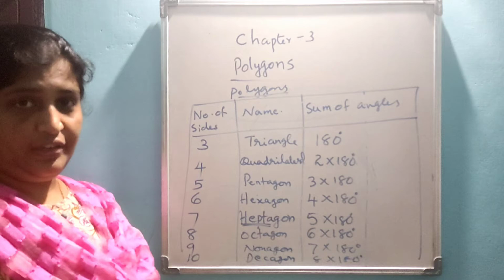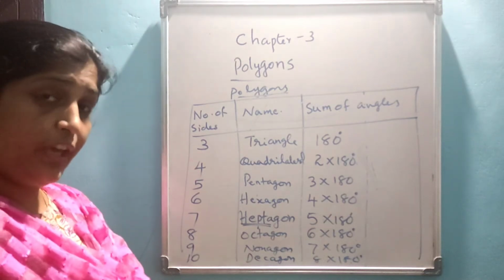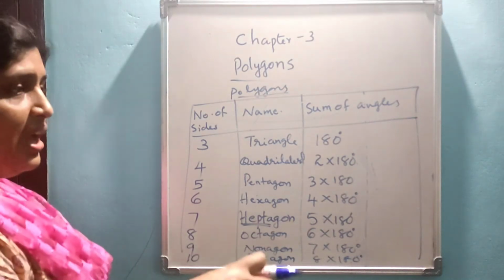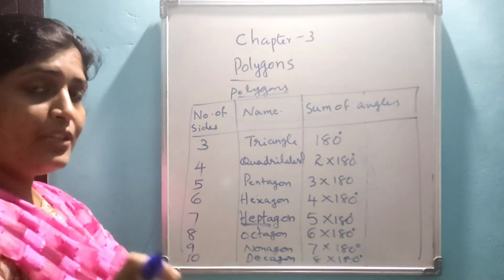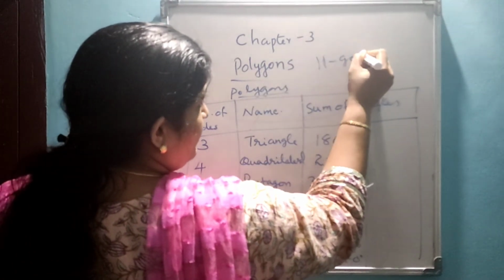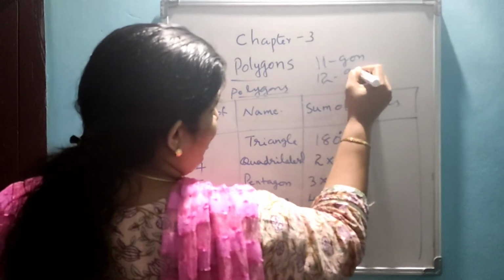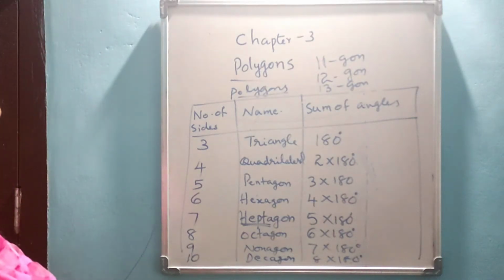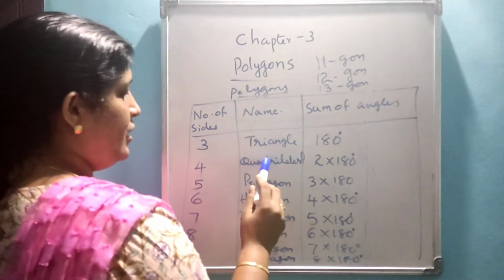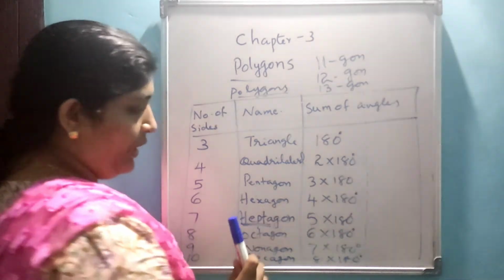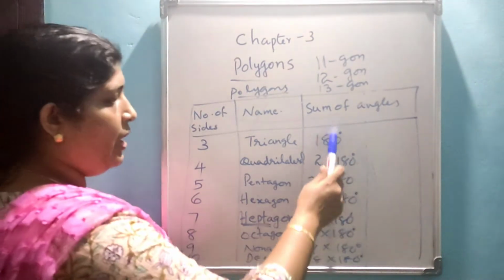After 10, we can draw polygons with any number of sides, but after 10 the polygons have no special names. We call it 11-gon. If it is 12 sides, it is called 12-gon, and 13-gon, like that only. So up to 10 we have special names: triangle, quadrilateral, pentagon, hexagon, heptagon, octagon, nonagon and decagon. And here we have the sum of angles.